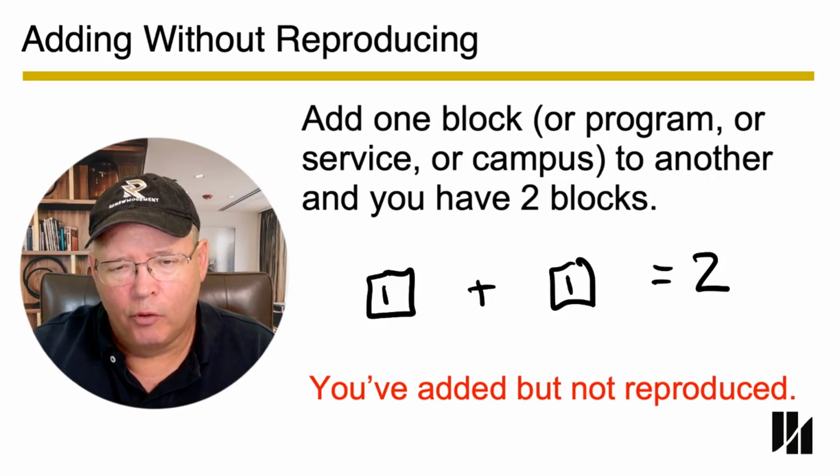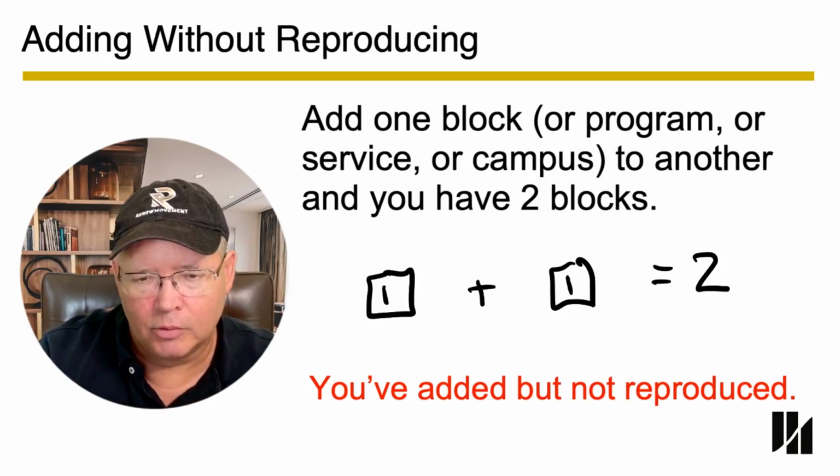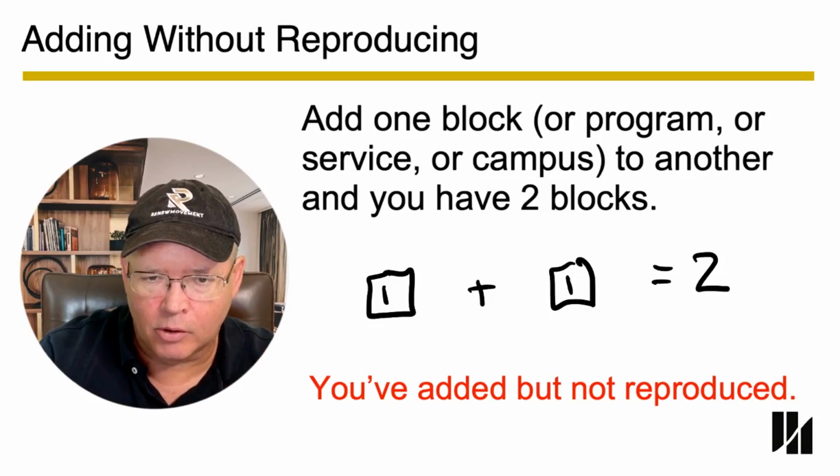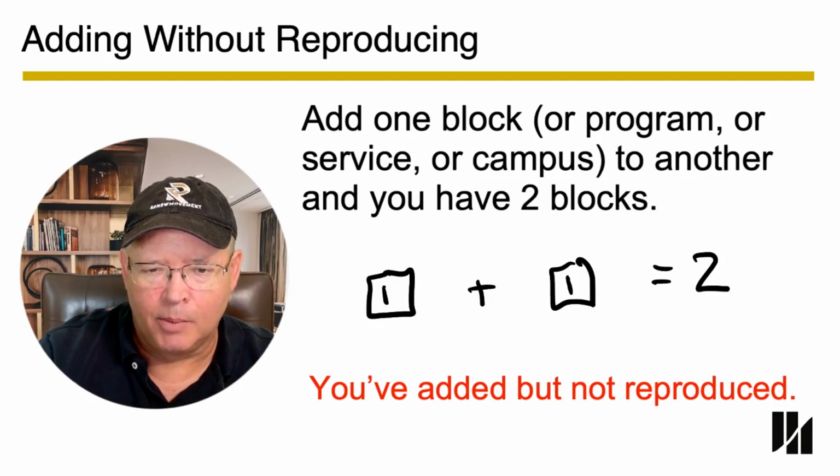There's 2 forms of addition. There's only 2 forms of addition that I can teach you. One is what I would call programmatic addition. Let's pretend these 2 squares here with a number 1 in them are 2 blocks, like kids blocks. If I take one block, and we can say in this case, we're a program, a service, a campus, I've got one block, program, service, or campus, and I want to put another block with it so that I have 2. The question is, have I reproduced the first one or have I added to the first one? And in this case, I have added, but I have not reproduced.